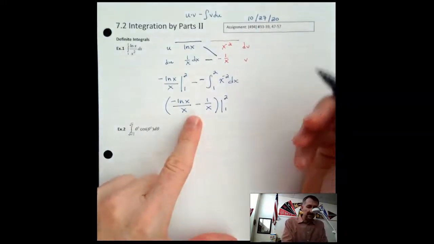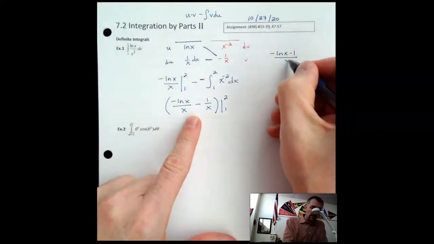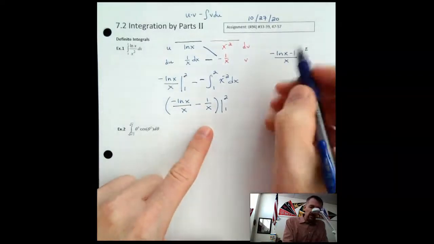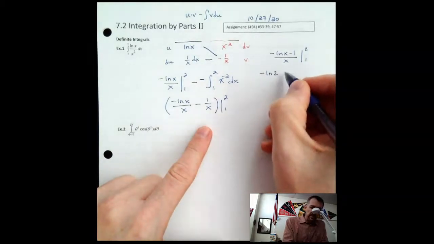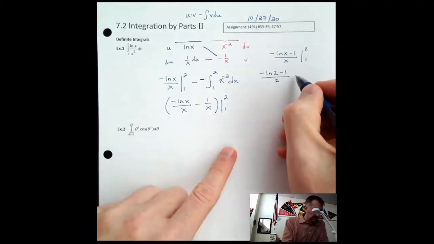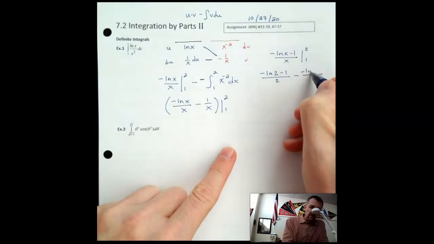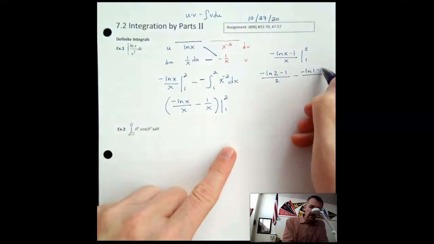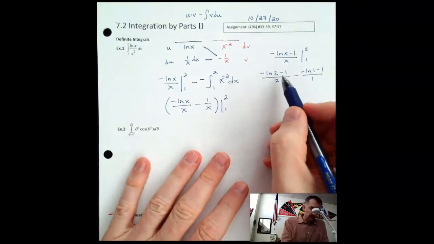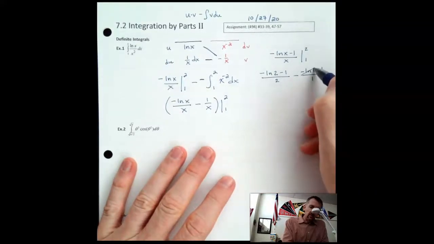And in fact, since that has a common denominator, we can even put it back a little bit more, like so. So if we plug 2 in there, we're going to have negative natural log of 2 over 2, minus 1 over 2. And then we're going to have minus, and then that would be negative natural log of 1 over 1, minus 1 over 1. Okay, so if we want to, this is going to be 0.